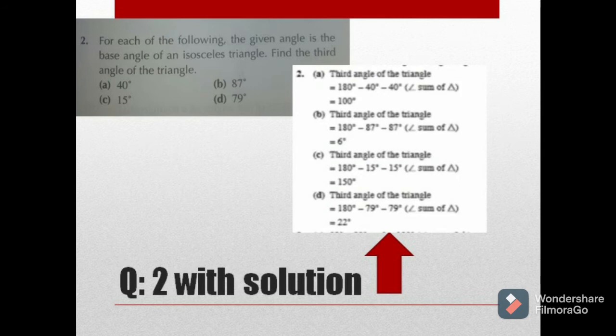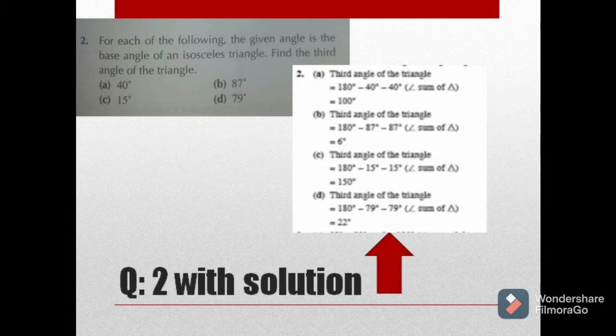Same goes for part B, which says that the value of the base angle of the isosceles triangle is equal to 87 degrees. So the other angle will also be equal to 87 degrees, and we have to subtract both values from 180 degrees, as the sum of all angles in a triangle is equal to 180 degrees, and I got the answer as 6. So the third angle is equal to 6 degrees. And the same goes for part C and part D. We have to follow the same steps, and we get the third angle in part C as 150 degrees and in part D as 22 degrees.